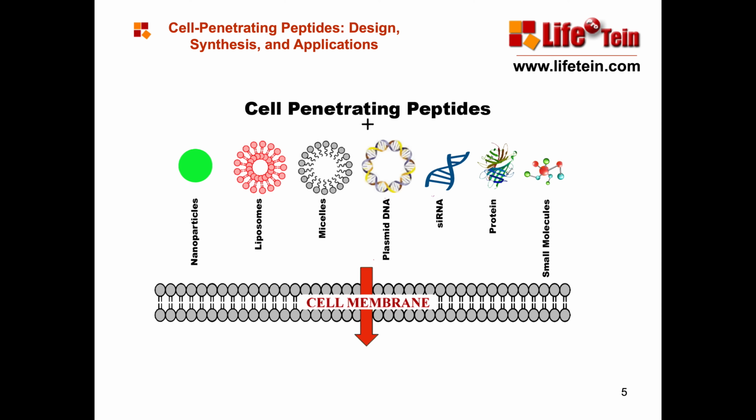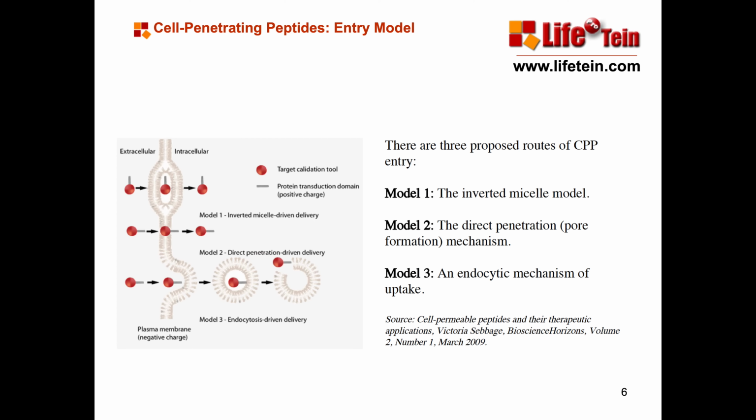There are a few popular models for CPP entry. Number 1, the inverted micelle model. The CPPs are positively charged. They interact with the negatively charged phospholipids in the membrane. Number 2, direct entry or direct translocation. For example, sequences with multiple arginine residues can cause a short-term membrane cytolysis and enter the cells directly. Number 3, by the traditional method of endocytosis. I will not talk about the details on this one.